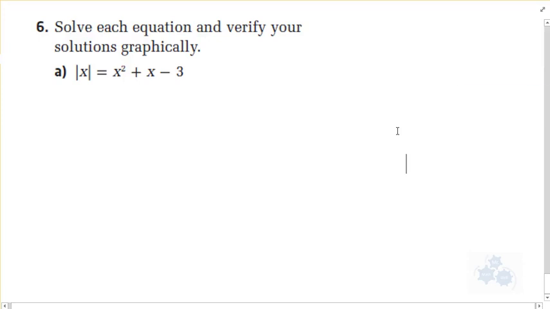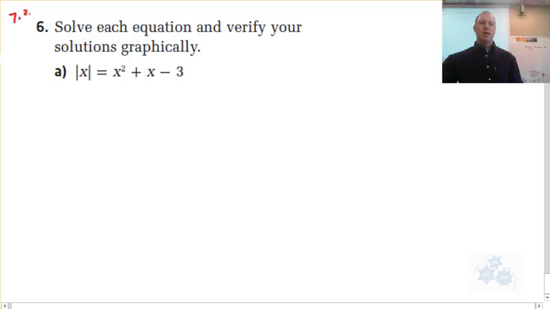Okay, so in 7.3, grade 11, can I have attention? 7.3, number 6a was asked about here. Solve each equation and verify your solutions graphically.